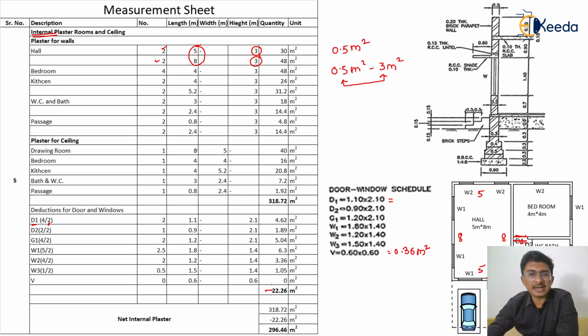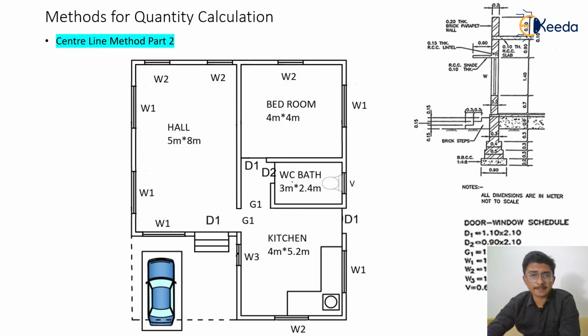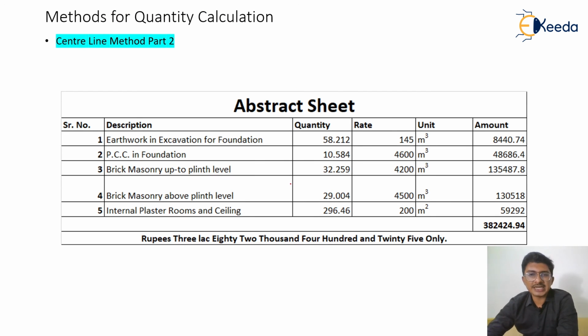Again, this value will be deducted from the previously calculated value, and we'll get the total value of our plastering work. Now finally the same result has to be there, because there is no difference between the long wall short wall and the center line method. So whatever you calculate with the help of long wall short wall has to come with the center line method. So this is the center line method's calculation, which is the same as the long wall short wall method, and the price of the house comes out to be 3,82,425 rupees, the same as the other method.